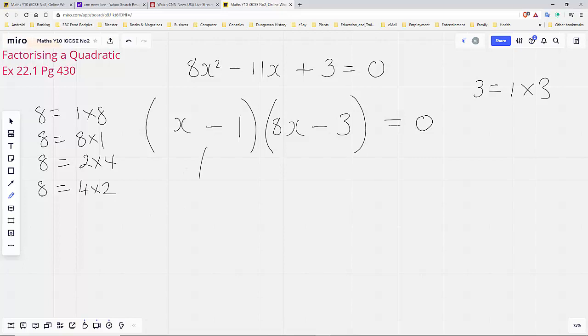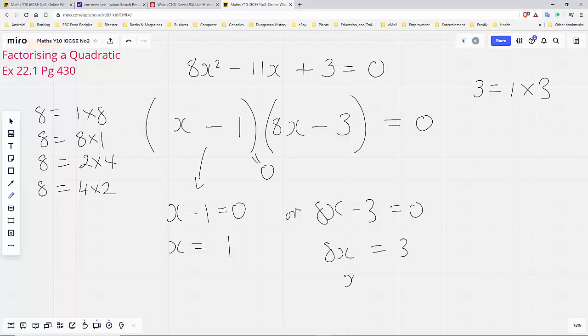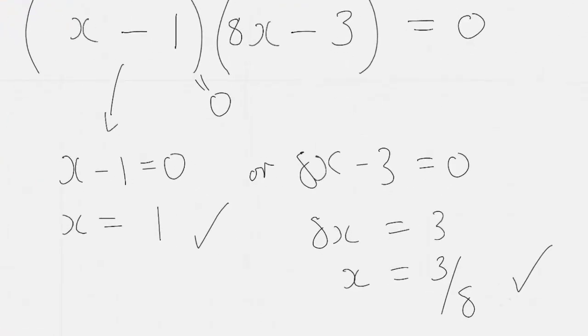I'll bring this one down here and we get x minus 1 equals 0. In other words, this could possibly equal 0 to get the whole lot to be 0. In this case then x is going to be equal to 1. Add 1 to both sides. Or I could have 8x minus 3 equals 0. In other words, 8x equals 3, or x equals 3 over 8. I've added 3 to both sides first, and then I've divided both sides by 8. So there's my two solutions, x equals 1 or x equals 3 over 8. I hope you managed to achieve the same results yourself.